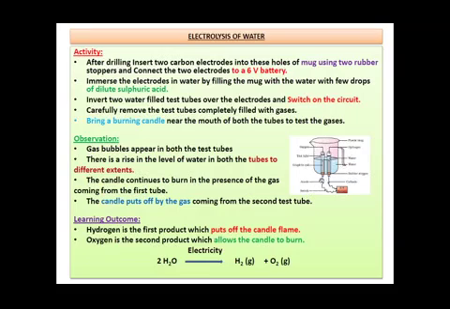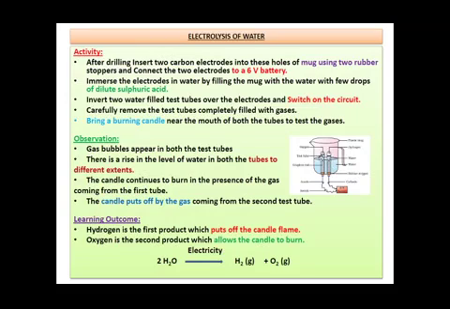Two holes are drilled at the base and a rubber stopper is fitted in each of the holes. Carbon electrodes are inserted in these rubber stoppers as shown in the figure. Then these electrodes are connected to a 6-volt battery. Electrodes are immersed in water and a few drops of dilute sulfuric acid is added into the water.